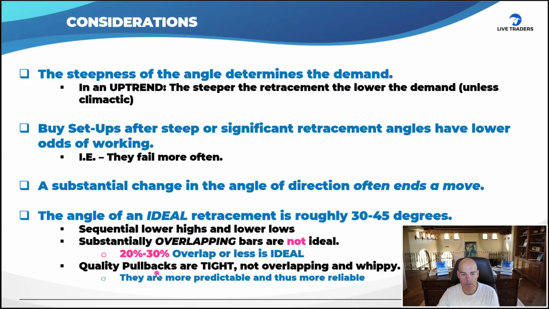Okay, quality pullbacks are tight, not overlapping, nor are they whippy. They are more predictable and thus more reliable. Okay, so you know what I'm talking about. You don't want those complete overlapping bars. You want that sequential pullback, right, where you're seeing 30%, maximum 50% overlap.